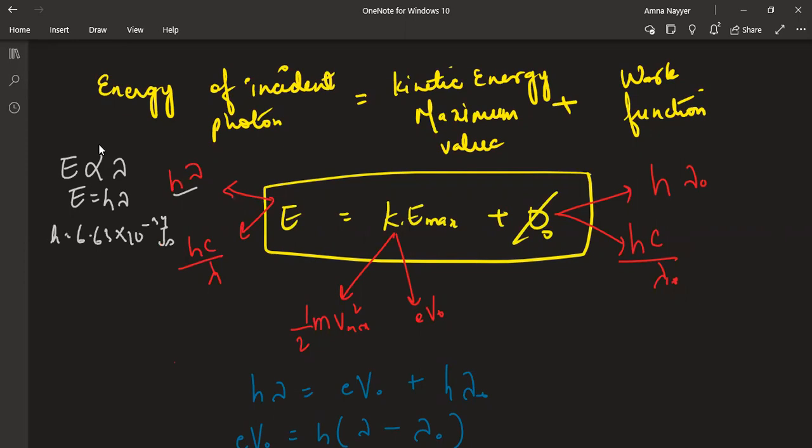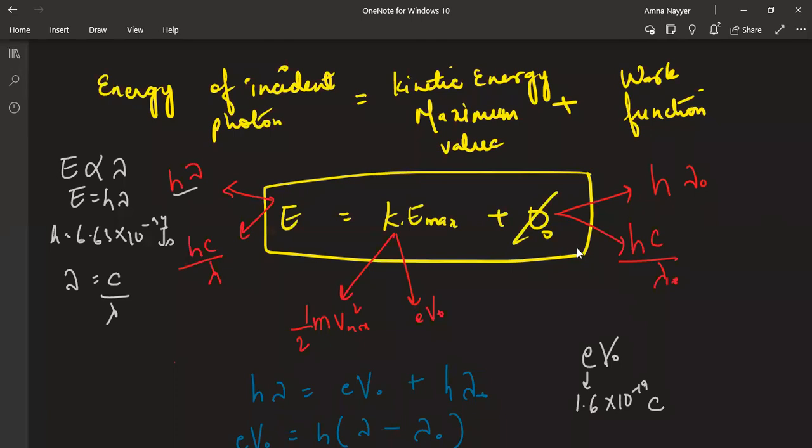So E is equal to h nu. We also know frequency can be written as the speed of light c divided by wavelength, so we write it as hc by lambda. So energy can be written as h nu or hc by lambda. Then you have maximum kinetic energy. It can normally be written as half m v max square, or it can be written as e V naught. e is the electronic charge, V naught is the stopping potential, so stopping potential multiplied by electronic charge. Electronic charge is 1.6 into 10 to the power minus 19 coulomb. So kinetic energy can be written as half m v max square or e V naught.